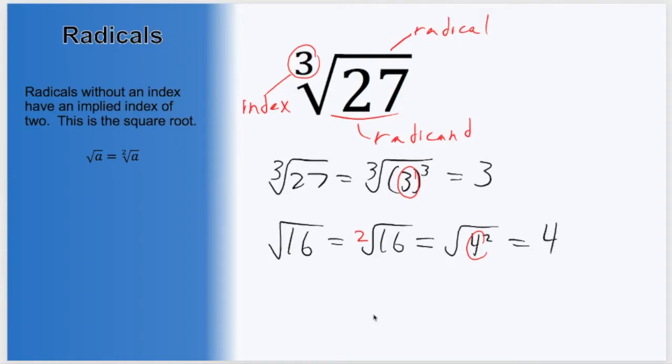We can consider any number root, and the thought process is the same. Consider now the fourth root of 16. We have to realize that 16 is 2 to the fourth power, which means our fourth root of 16 is just 2.